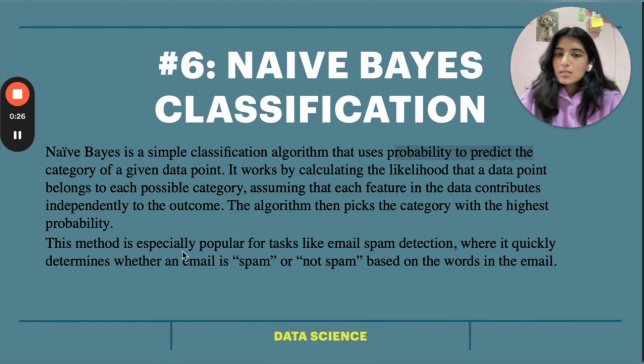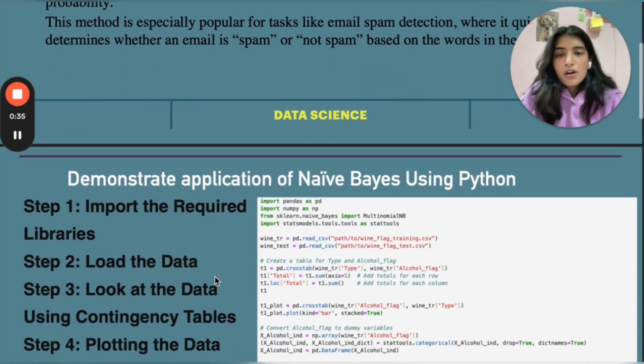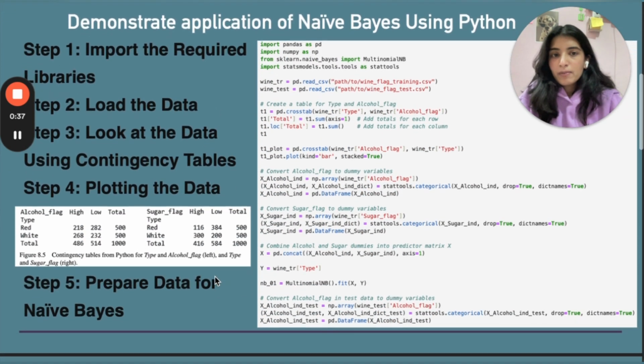This method is especially popular for tasks like email spam detection, where it quickly determines whether an email is spam or not spam based on the words in the email. Now, we will demonstrate the application of Naïve Bayes using Python. It is a simplified explanation with all these steps in it.